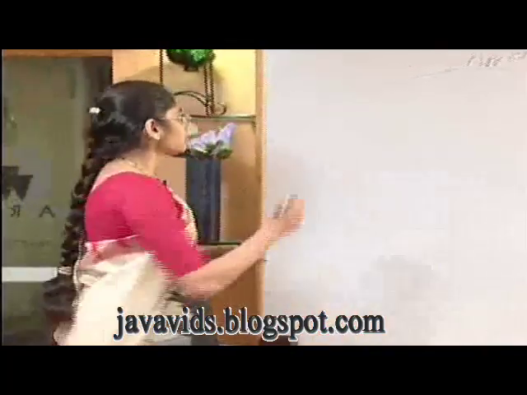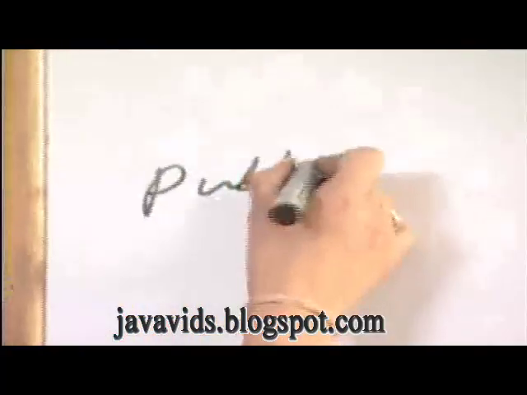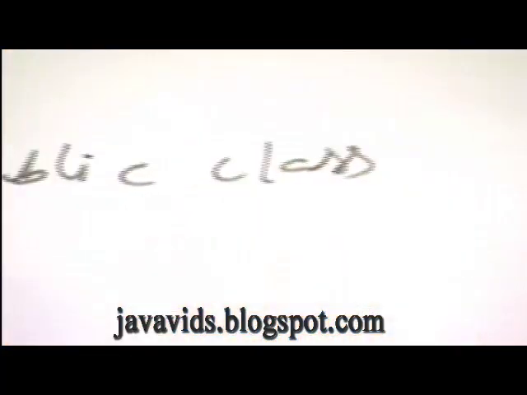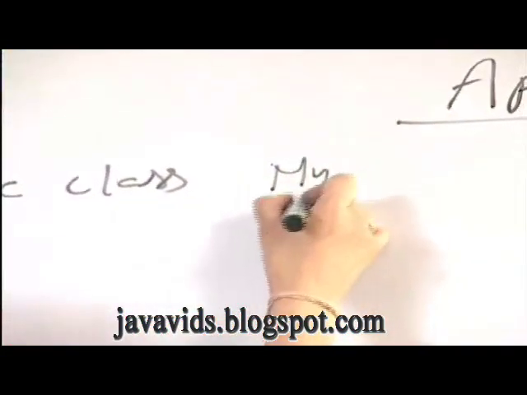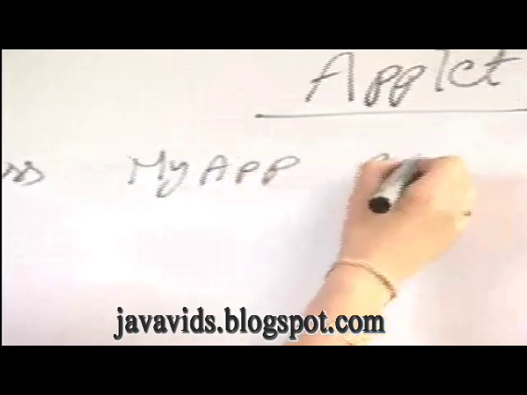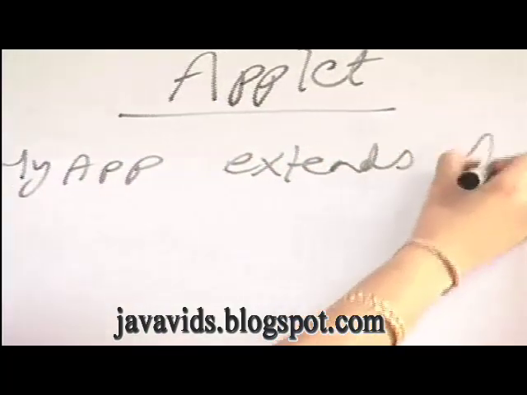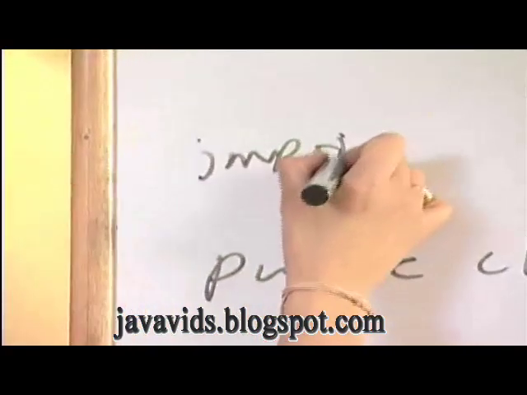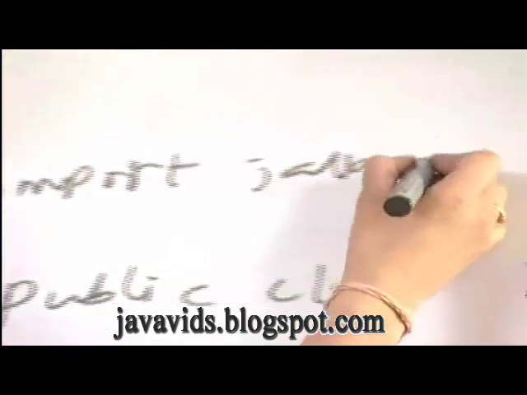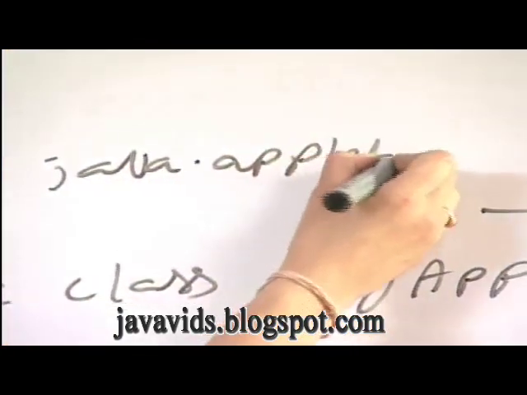To write an applet, you write a public class. You must write a public class. And this class extends from the applet class. Applet class resides in the java.applet package. So you need to import the applet package.